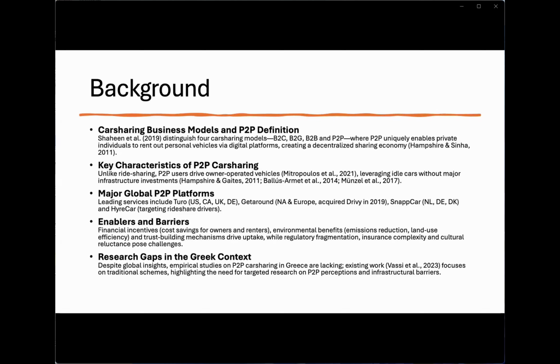Financial incentives, environmental benefits, and trust-building mechanisms drive uptake, while regulatory fragmentation, insurance complexity, and cultural reluctance pose challenges. Despite global insights, empirical studies on peer-to-peer car sharing in Greece are lacking. Existing work focuses on traditional schemes, highlighting the need for targeted research on peer-to-peer perception and infrastructural barriers.